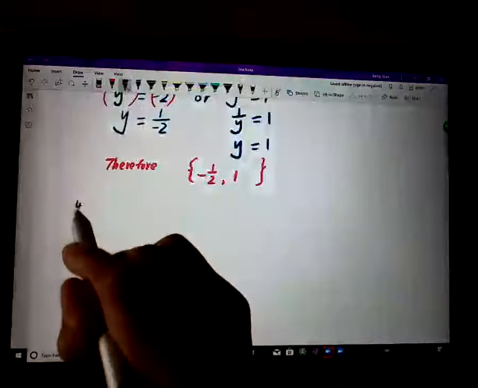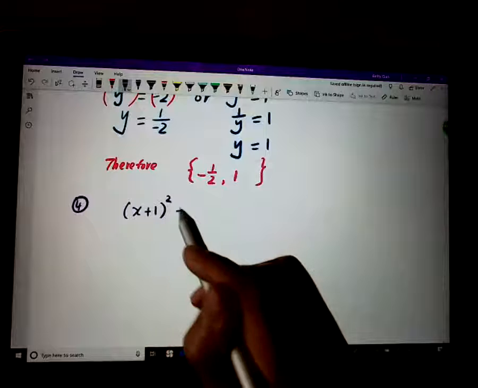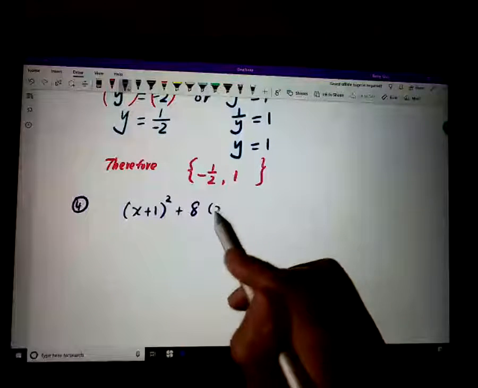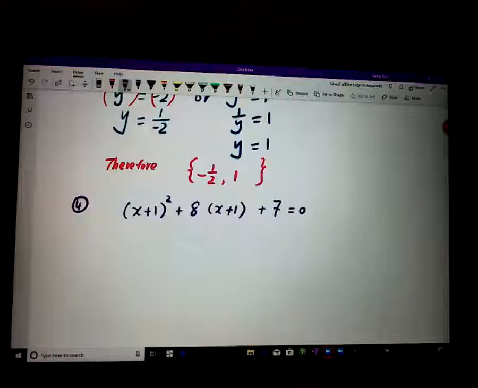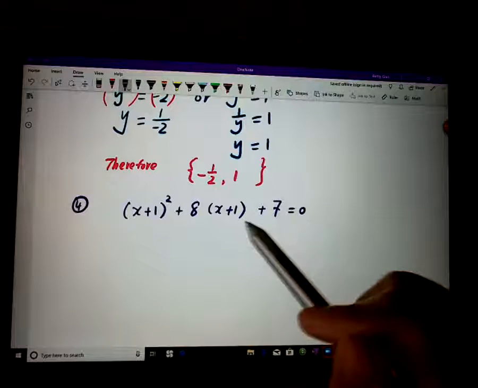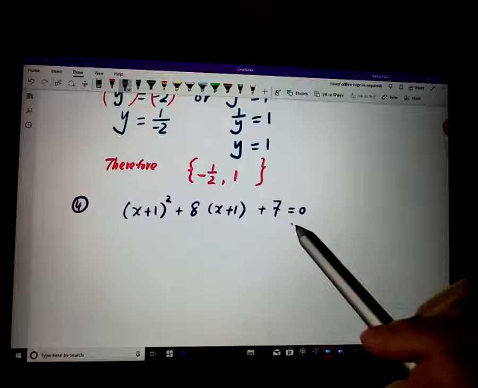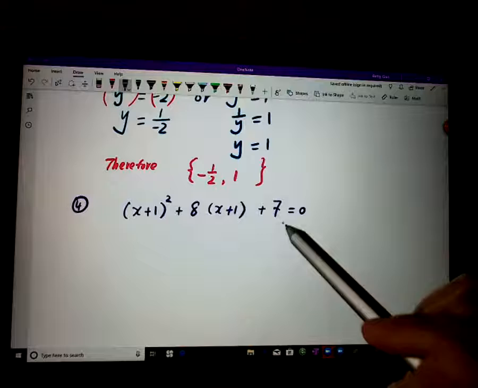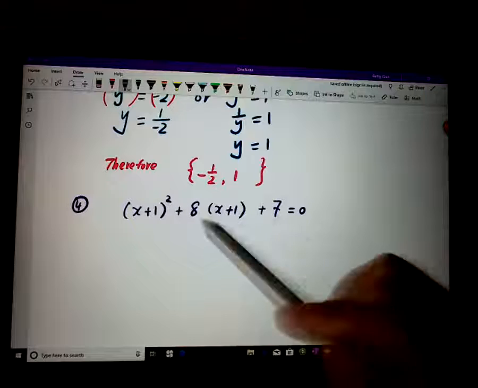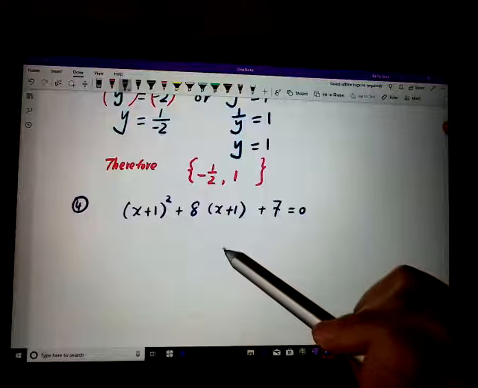Let's move forward to number 4. (x plus 1) to the power of 2 plus 8 times (x plus 1) plus 7 equals 0. Okay. Well, if you look at this problem, it's different from the previous 3 examples, right? But this equation is also quadratic in form. It is actually a quadratic if you distribute here and reorganize this equation, you would see a quadratic equation in x.